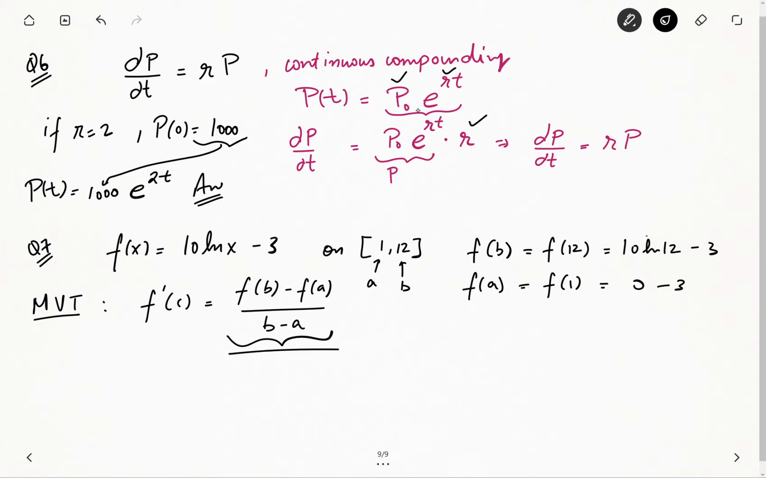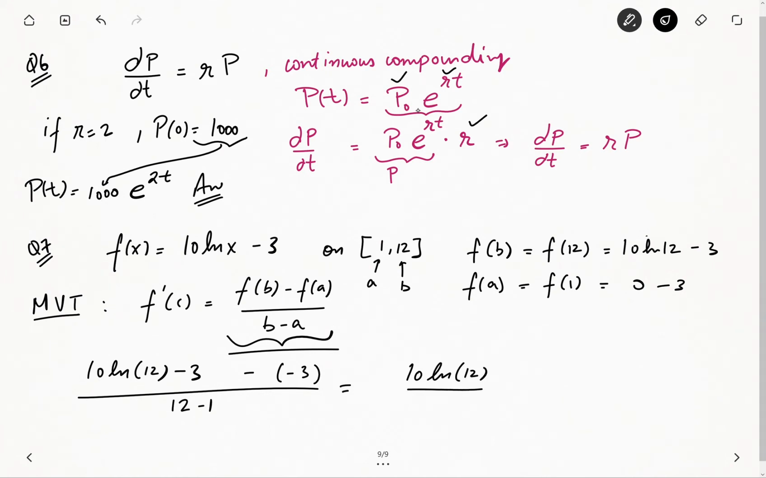So if there was a derivative, it should look like this. We're going to put 10 ln of 12 minus 3, that's your f of b, minus the f of a, that was just minus 3, divided by b minus a, so 12 minus 1, and that will end up giving you a quantity of 10 ln of 12 divided by 11. In this case, there's 3, and that 3 will cancel away.